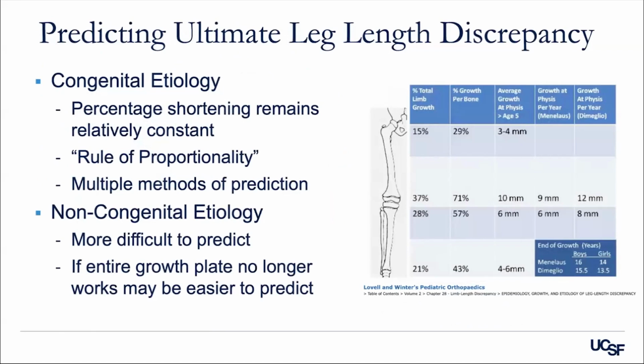When we evaluate a patient who is skeletally immature or has growth remaining, we notice that there is a certain leg length difference, but we anticipate that this is going to change as they finish growing. For congenital etiologies, this difference remains relatively constant in terms of the proportionality, and this is called the rule of proportionality. There are many different methods to use for prediction, and these are relatively straightforward. Predicting a non-congenital etiology ultimate leg length discrepancy is slightly harder, except in cases where you think that the growth plate is no longer working at all, in some cases of infection or trauma.